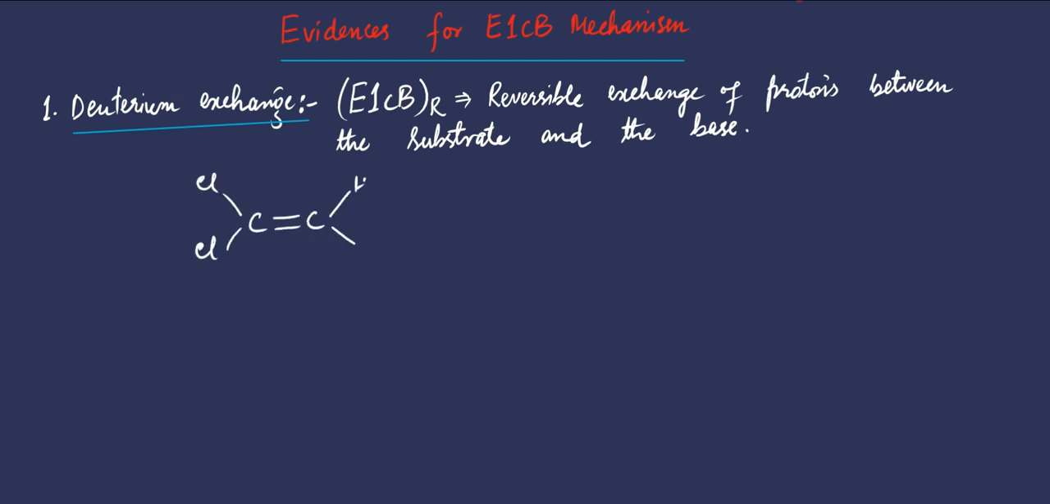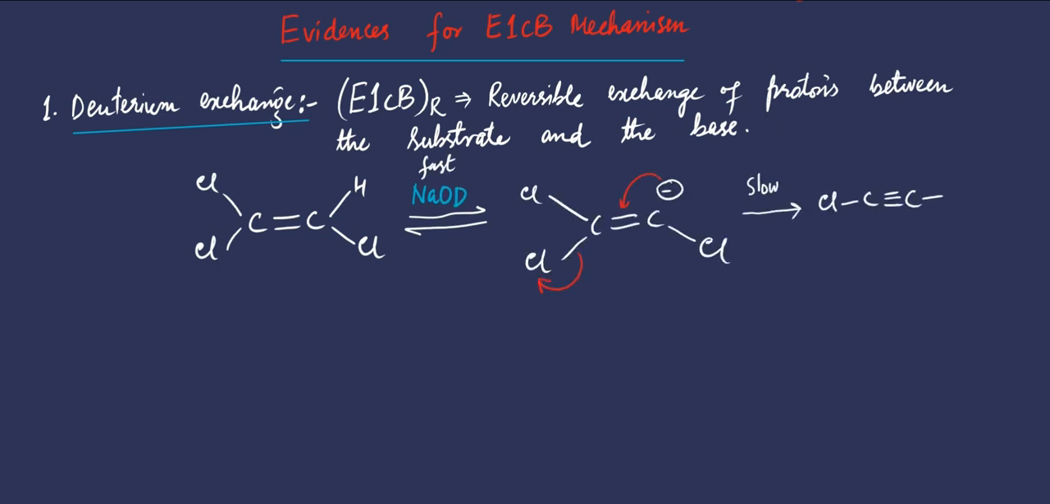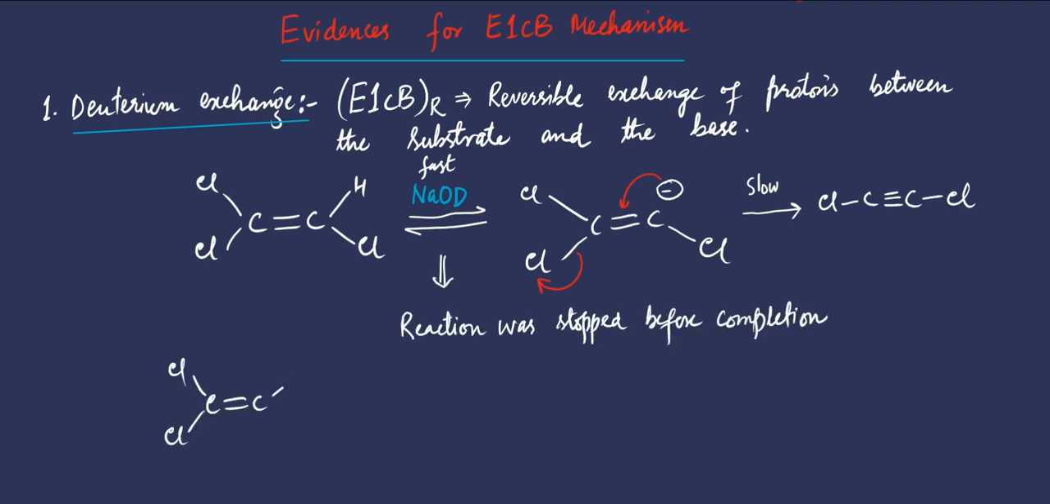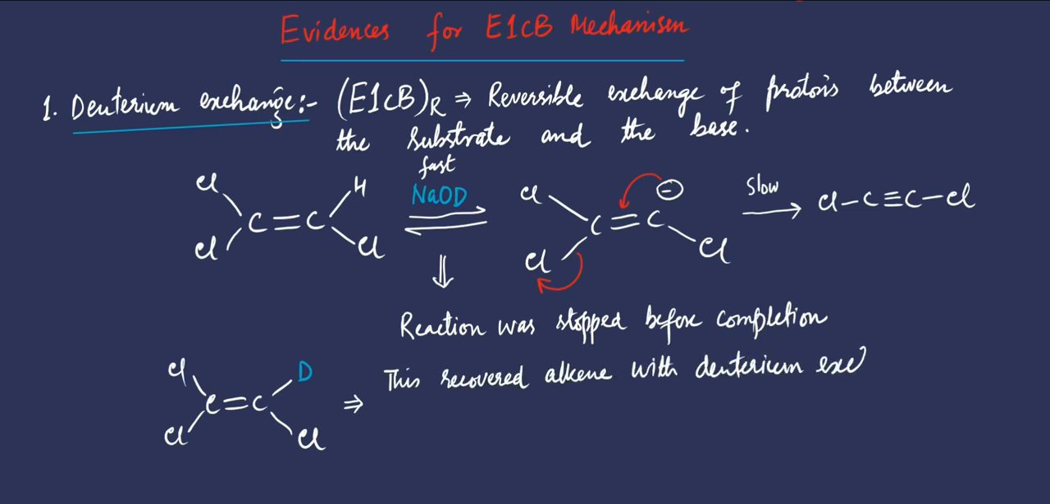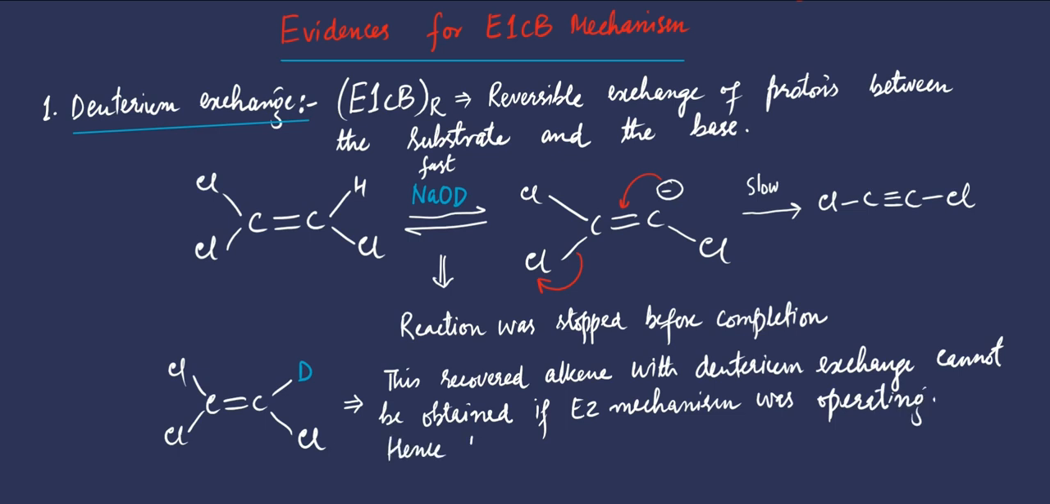When this substrate was treated with deuterated sodium hydroxide base, the alkyne product was obtained after elimination of HCl. When the reaction was stopped before completion, there was deuterium in the recovered alkene. This recovered alkene with deuterium cannot be obtained if E2 mechanism was operating. Hence, it confirms the E1cB mechanism. Second evidence for E1cB comes from kinetic isotope effect.